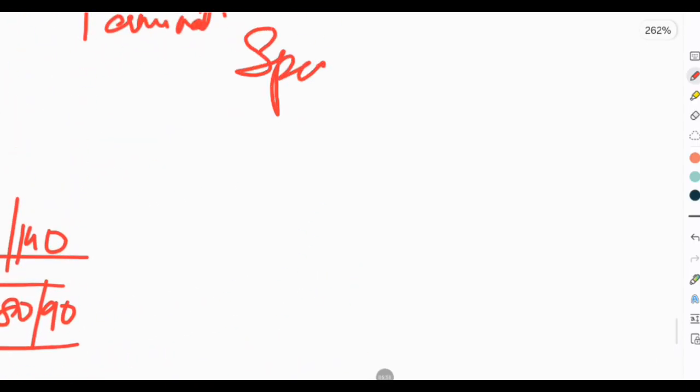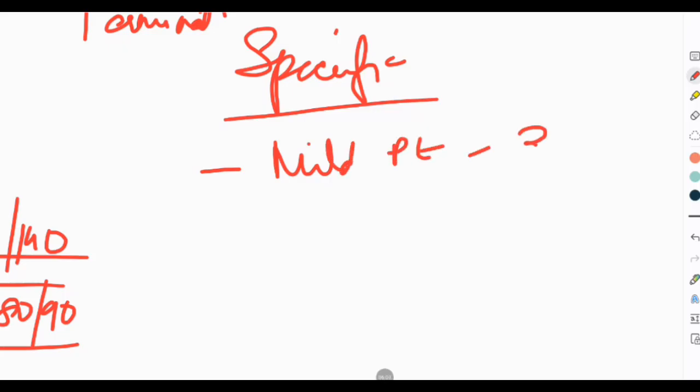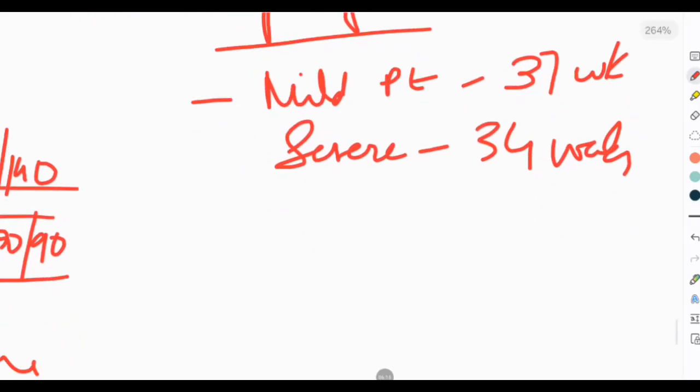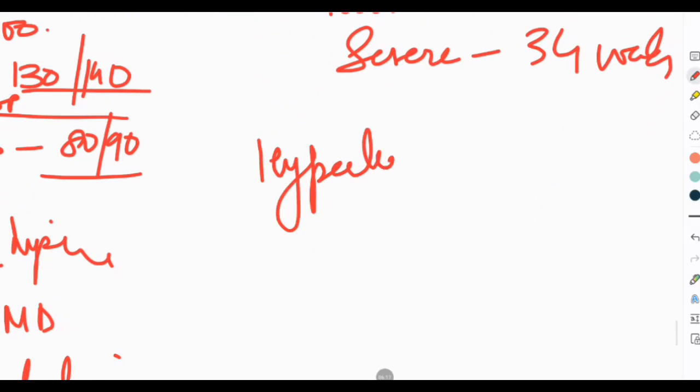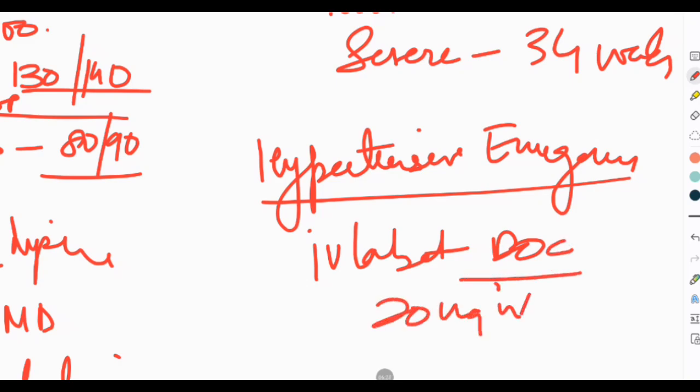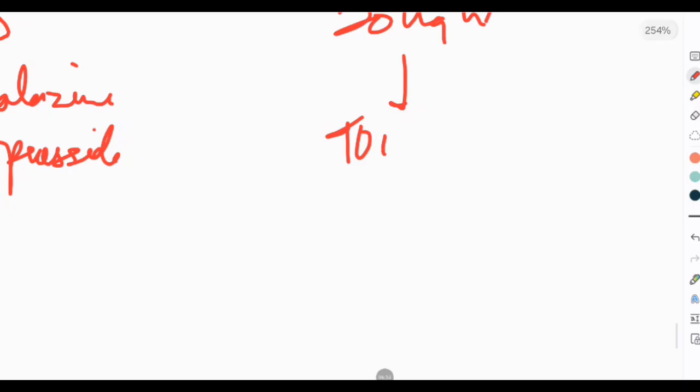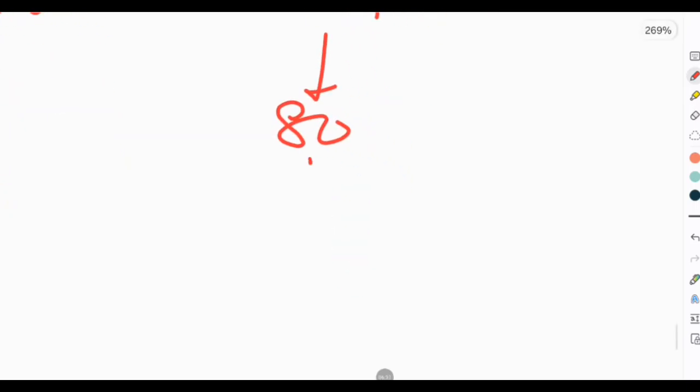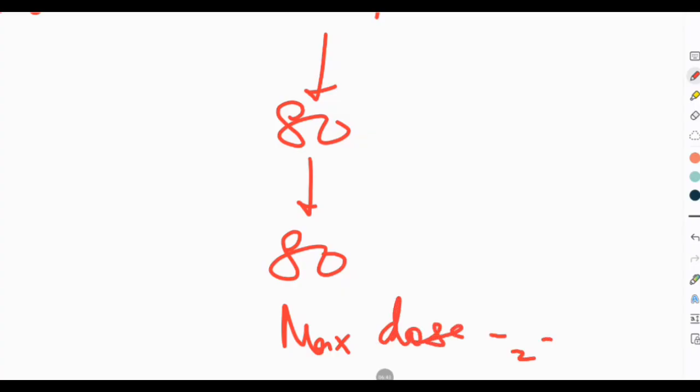Then specific, these were all non-specific management. Then mild preeclampsia, deliver by 37 weeks. Severe, we have seen with all the impending signs, deliver by 34 weeks. Hypertensive emergency: IV labetalol, drug of choice, 20 mg IV, increase to 40 mg, then 80, then again 80, maximum dose 220 mg.